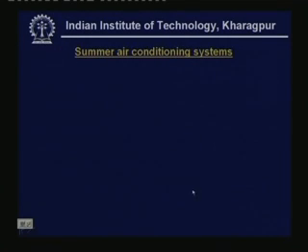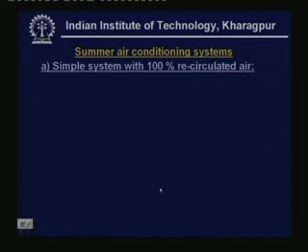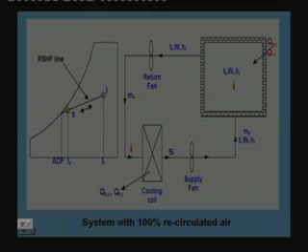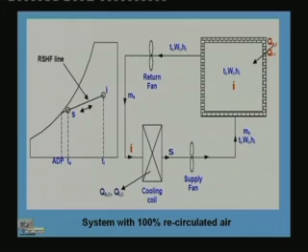Now let us begin with summer air conditioning systems. First, let us take a simple system with 100% recirculated air. So, okay, let me first describe the system. So, as I said, this is a simple system with 100% recirculated air. That means we are not throwing any air, nor are we adding any outside air. So, the same air is flowing through the system again and again. Okay, you can see that it is a closed system as far as air is concerned.